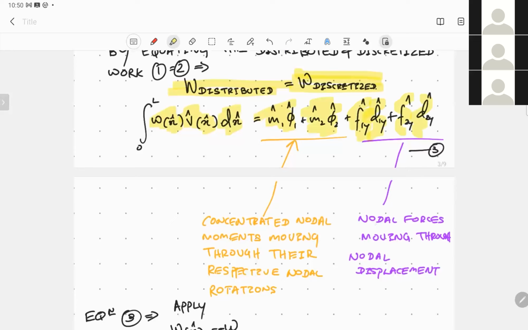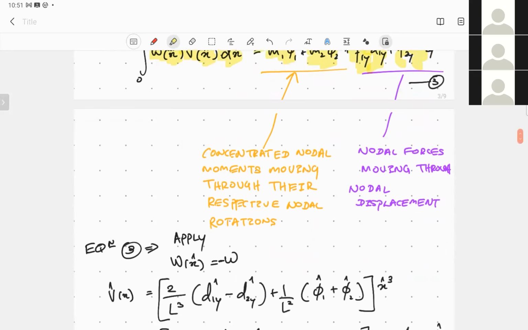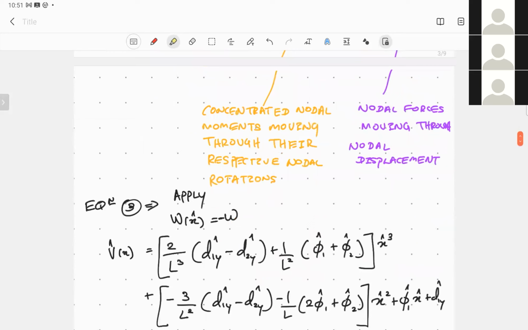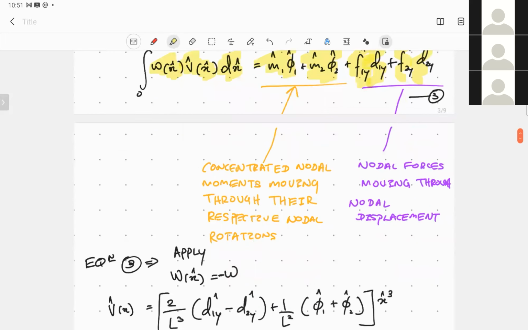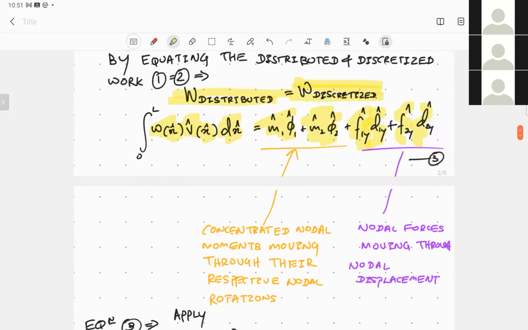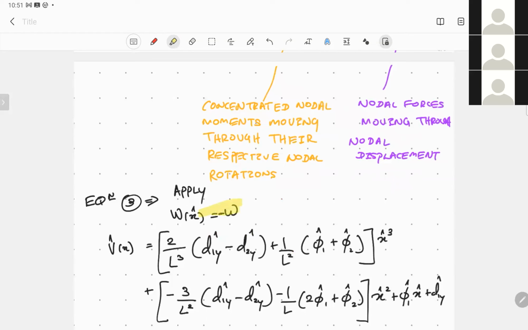The shear forces by the nodal forces, since they move in the transverse displacements or in the y direction, there's a certain work involved, and since due to the bending moment there's a certain rotations involved, there are certain energy or work involved in those components. So by applying these equations and applying the sign convention, we know that Wx acts in the negative y direction. We can simply mention it as minus W.